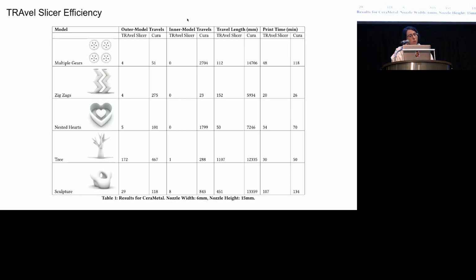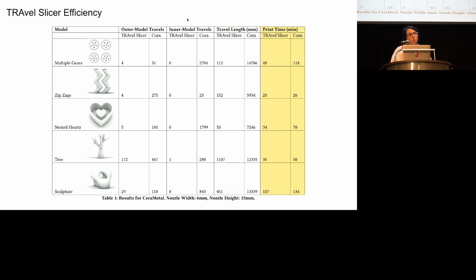We compiled the number of outer model and inner model travel movements, travel length, and print time of Travel Slicer compared to Cura when slicing these 5 models. Travel Slicer significantly reduces the number of outer model travel movements. In the case of the zigzagging pillars in Cerametal, it decreases the number of movements from 275 to 4. Travel length was also reduced by a factor of at least 10, and in some cases, a factor of 100.